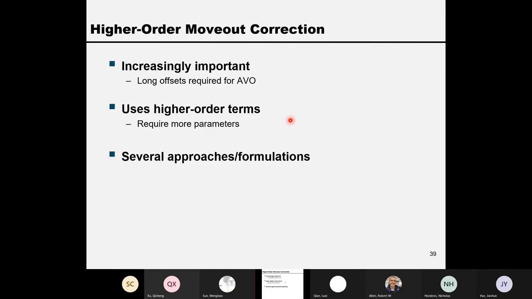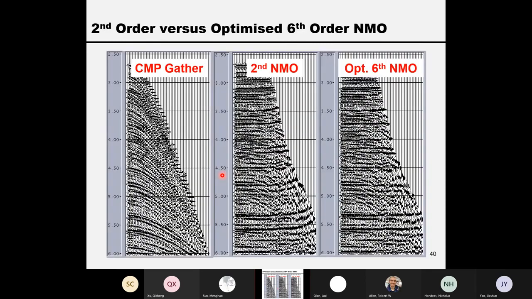Okay. For high order terms, there are a number of formulas or approaches to do that. I'll just show you one demonstration here. See, the high order term has a significant improvement to your final result. This is a CMP gather. From left to right, the offset gradually increases, because you can see the curve in that way. And this vertical axis is time. This curve looks like a hyperbolic curve, right?